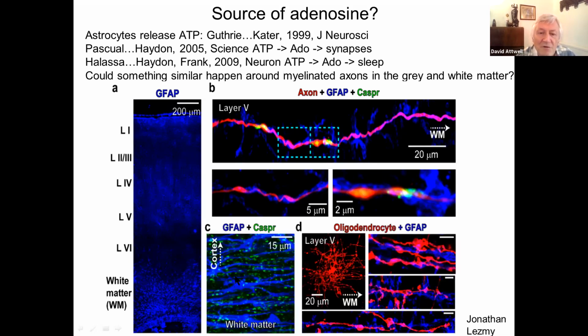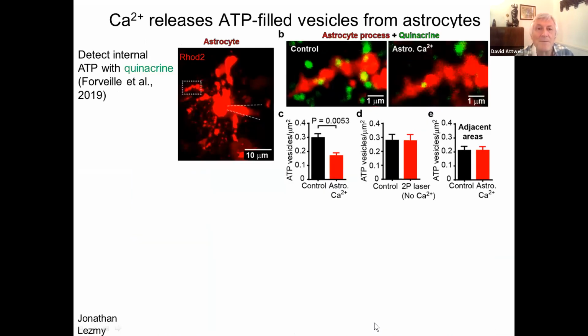And this is also true in the white matter itself. Astrocyte processes run in the same direction as the axons. And if you patch clamp oligodendrocytes and fill them with a dye and then label for GFAP, you again find that the oligodendrocyte processes forming the myelin sheaths are quite intimately associated with astrocytes.